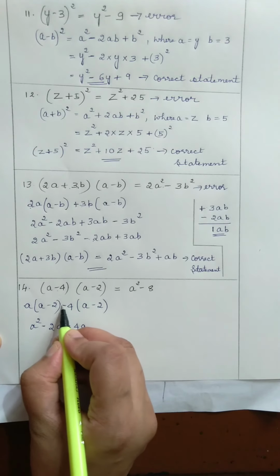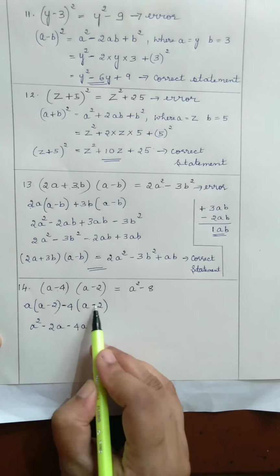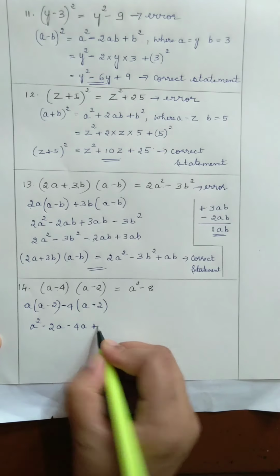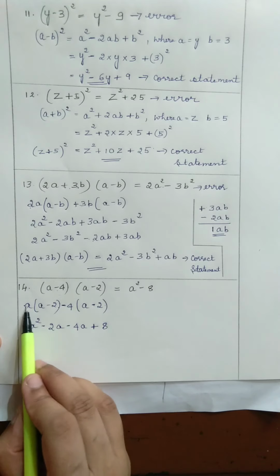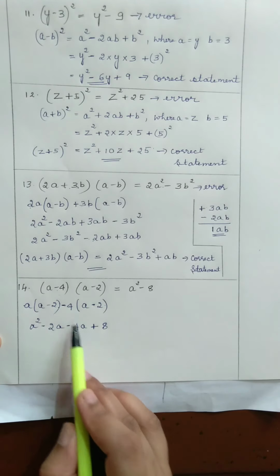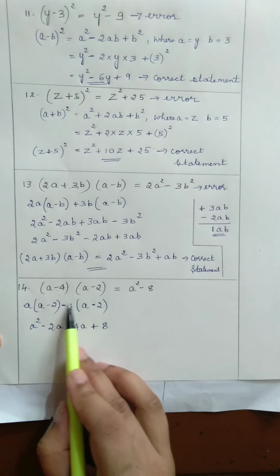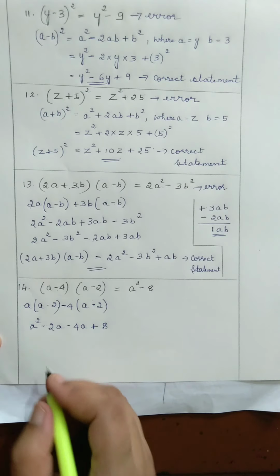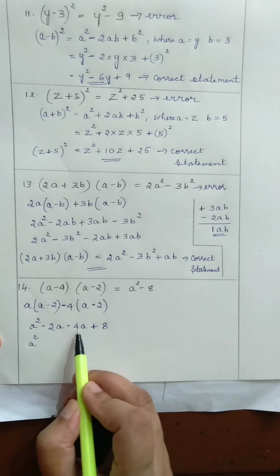Then we have minus here and again minus. So, minus into minus is plus. So, 4 2s are 8. Therefore, a square minus 2a minus 4a, then minus into minus is plus, 4 2s are 8. So, therefore, in the next step, a square minus 2a minus 4a.